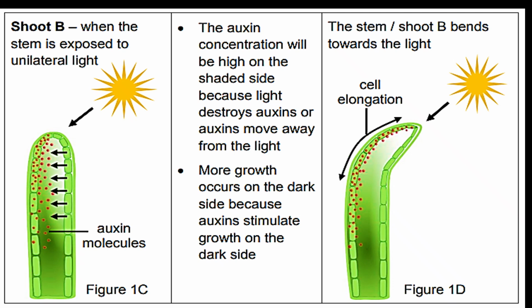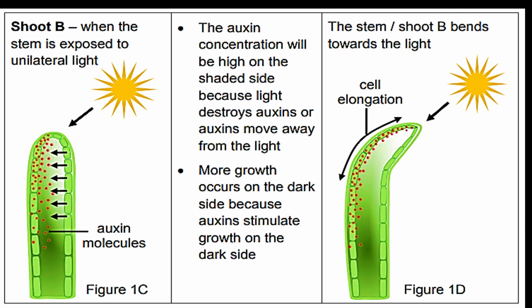What do auxins do for the stem? More auxins in the stem will cause the plant to grow faster. It will cause the plant to grow larger and longer. Less auxin or no auxin on one side of the stem will reduce growth or inhibit growth. So what will happen? More growth occurs on the dark side. This is the dark side, the side which is not facing the sun. That side will have more auxins, hence more growth occurs there.